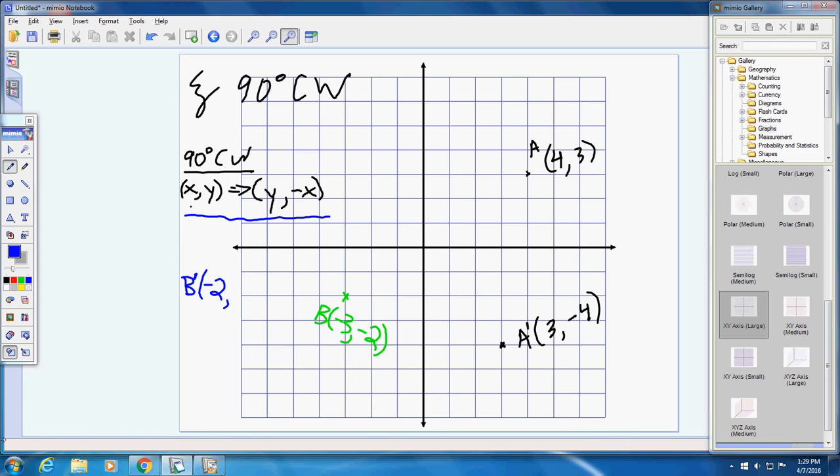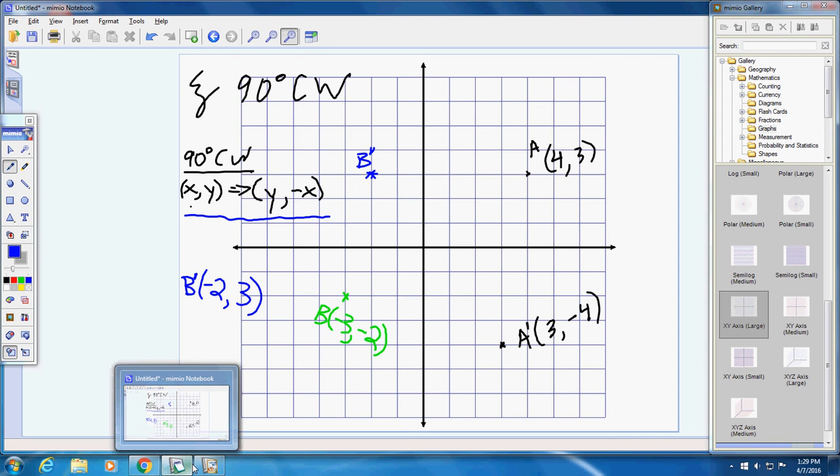Okay? I just switch that over. My x value goes into the y spot, but like Carson said, I have to times that by a negative. So the -3 becomes a +3. So now, -2, +3. There's my b prime. What was the other option I could have just done?